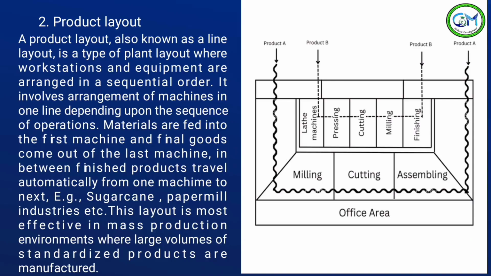And product B has a different sequence of operations. In that, a greater number of operations are essential, so that's why they arrange all these things in a sequential manner. So product B has operations of input of raw material, then passes through the lathe machine, then pressing, then cutting, then milling, then finishing. After the finishing operation, the final outcome comes out as product B.